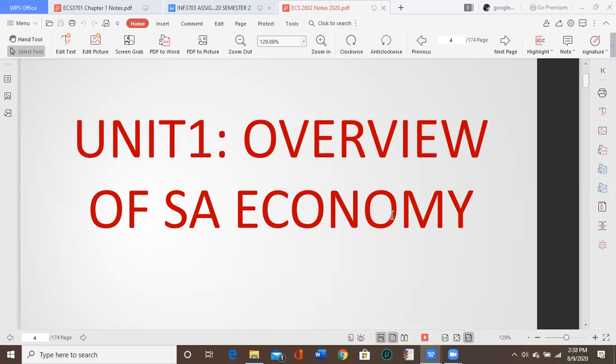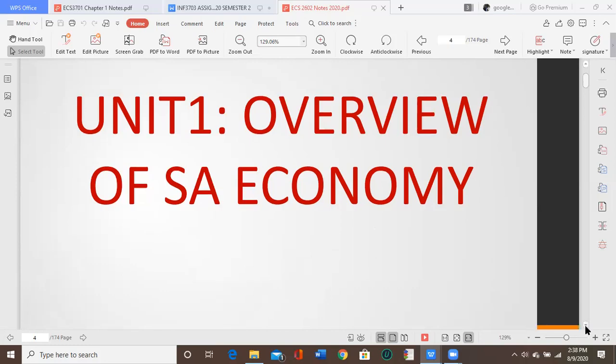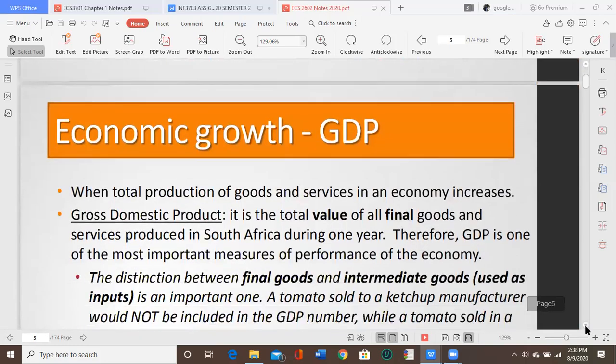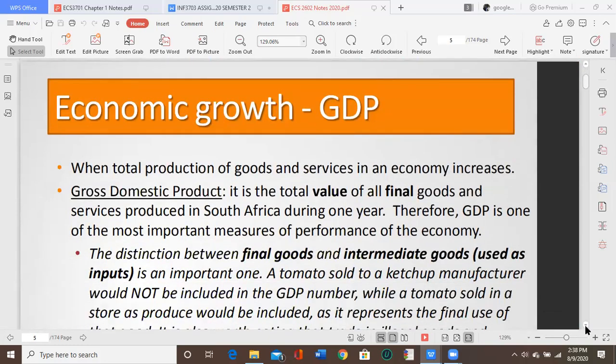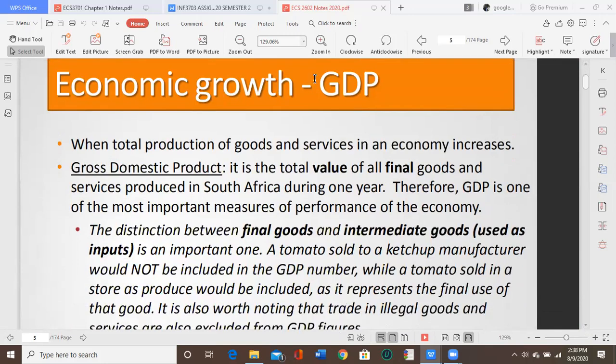Okay, so let's now take a look at study unit 1, overview of the South African economy. We did define what economic growth is, and we referred economic growth to GDP. And we also did define what GDP is.